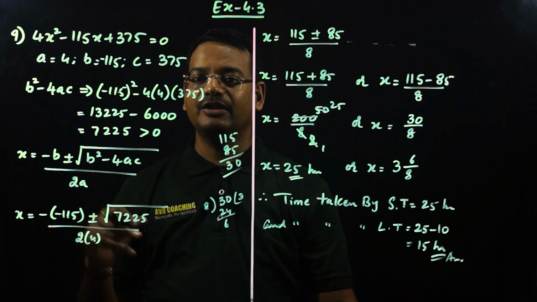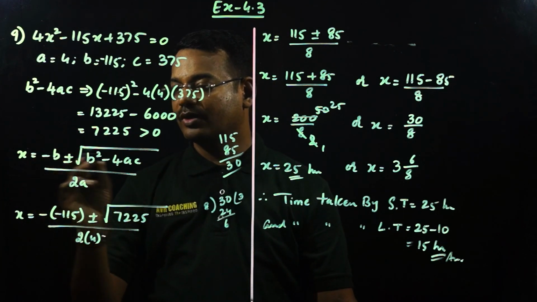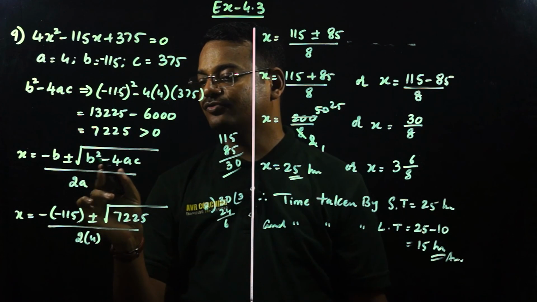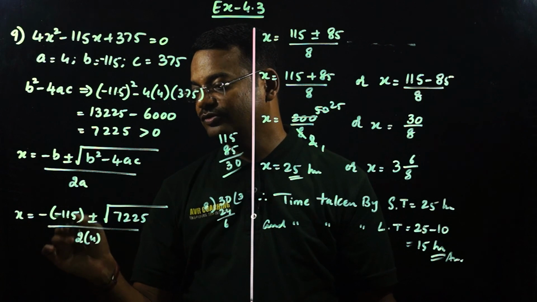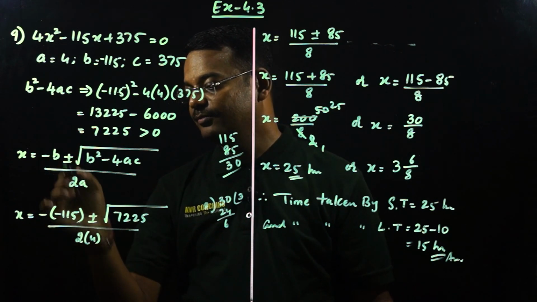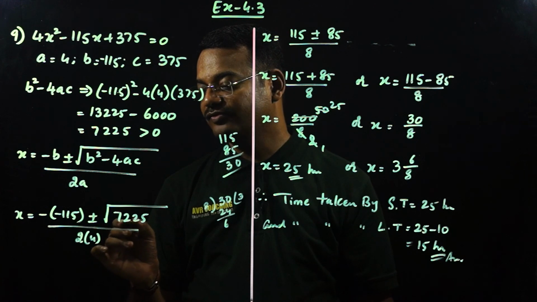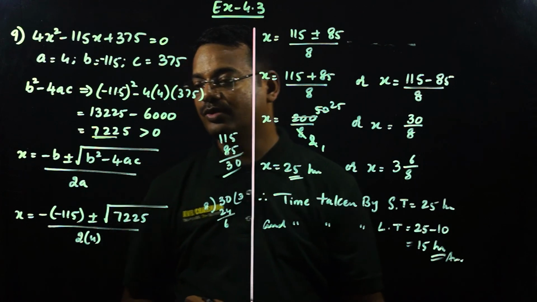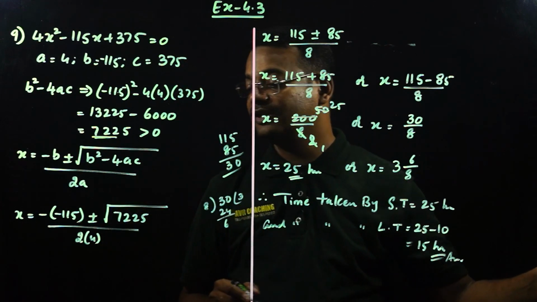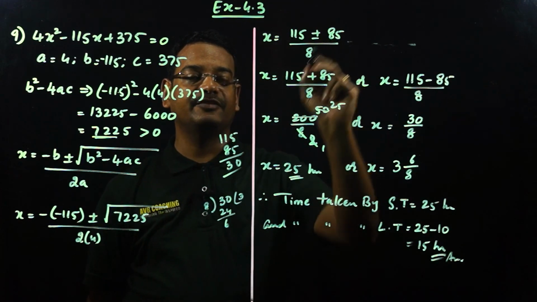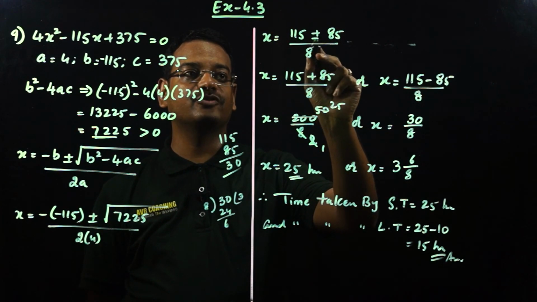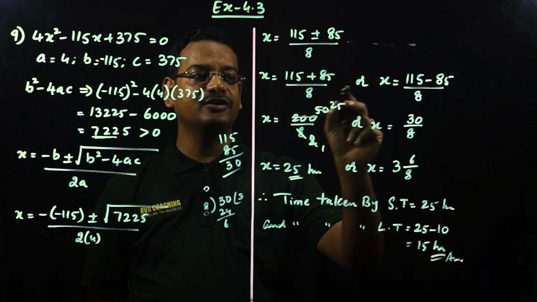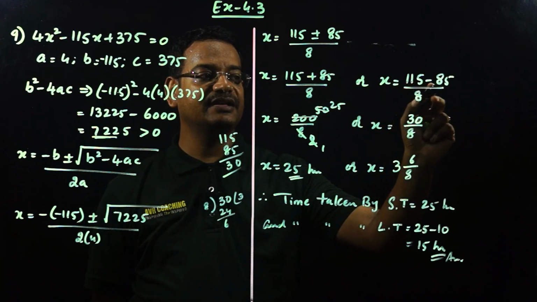So substituting the values of a, b and c in the quadratic formula, which is given by x equal to minus b plus or minus root of b square minus 4ac by 2a, we get minus b is 115 plus or minus root of b square minus 4ac, which is 7225. Now the square root of 7225 will be equal to 85. So x equal to 115 plus or minus 85 by 8.